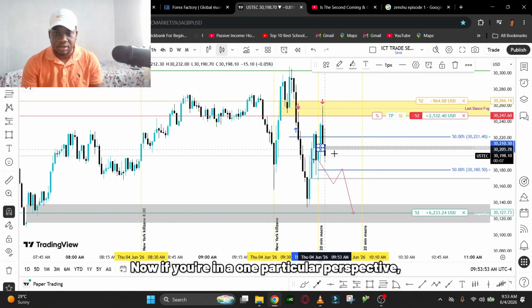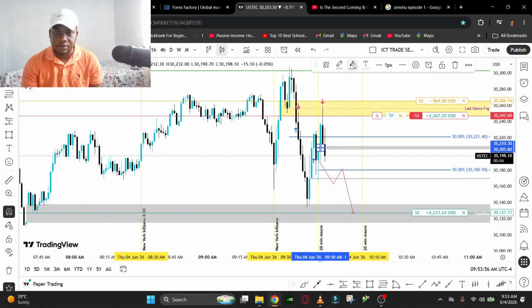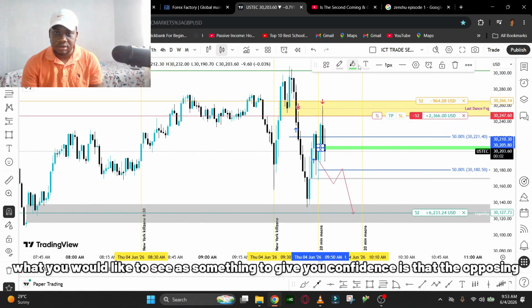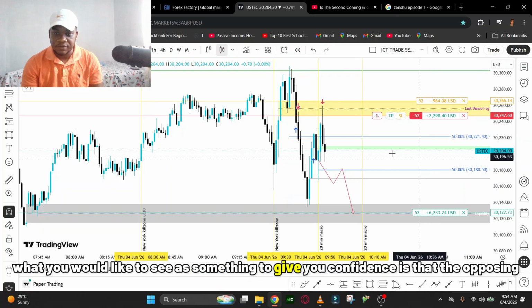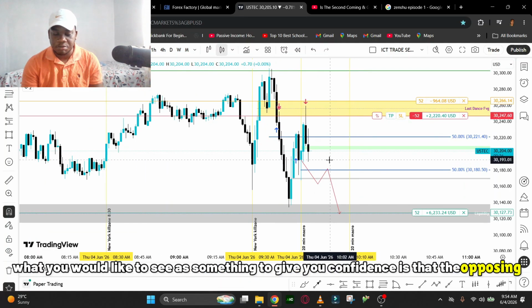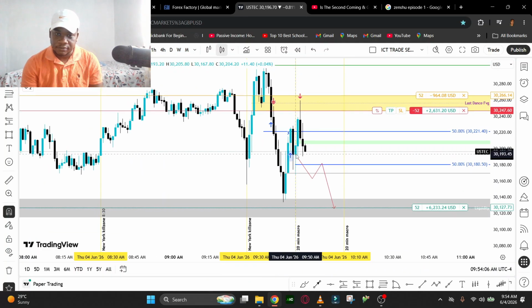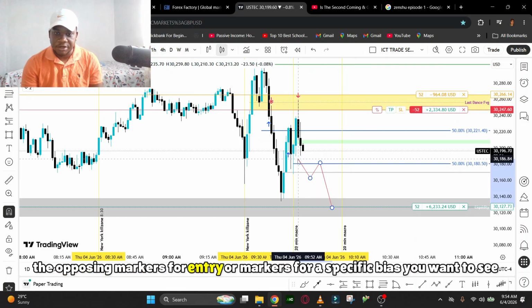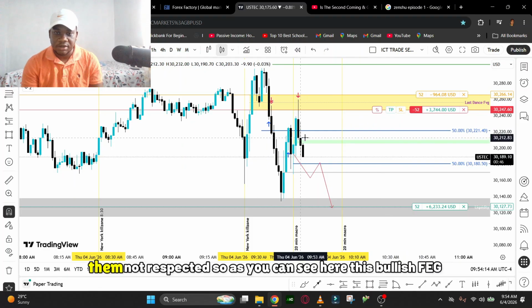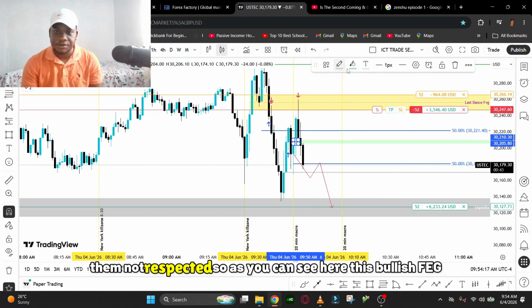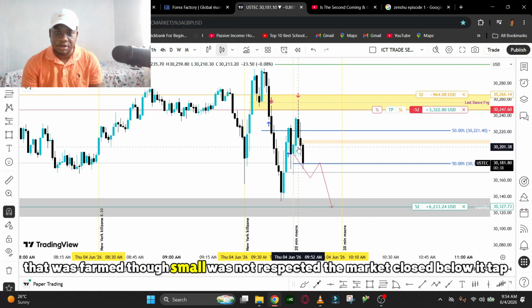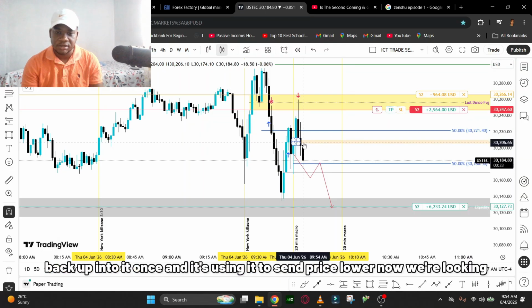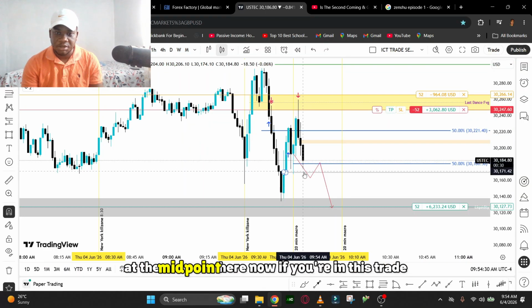Now, if you're in one particular perspective, what you would like to see as something to give you confidence is that the opposing markers for entry or markers for a specific bias, you want to see them not respected. So as you can see here, this bullish FEG that was formed, though small, was not respected. The market closed below it, tapped back up into it once, and it's using it to send price lower. Now we're looking at the midpoint here.